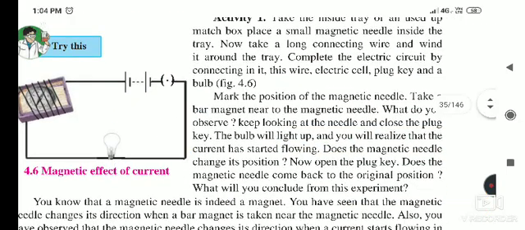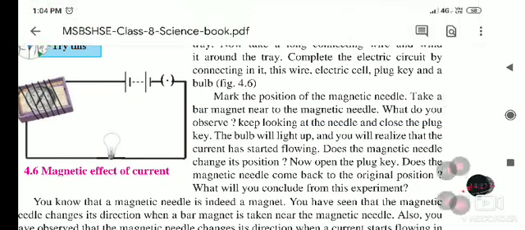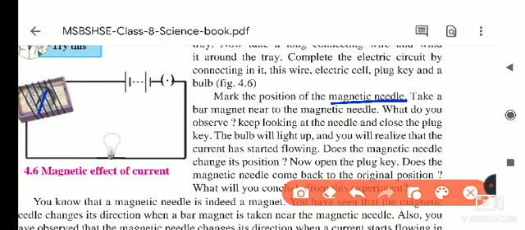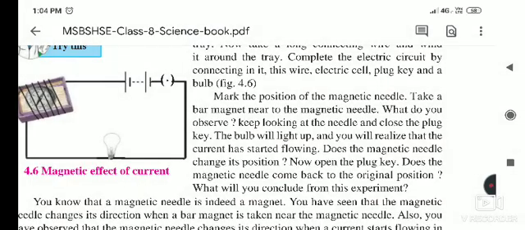After it, mark the position of the magnetic needle. Take a bar magnet near to the magnetic needle. What do you see? As you know, if we take the bar magnet near it, north and south poles act, so the needle gets deflected. South will attract the north, and the north pole of the magnet will deflect the needle. So it shows the deflection.